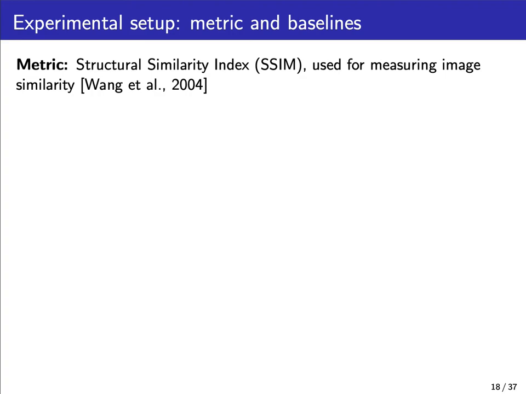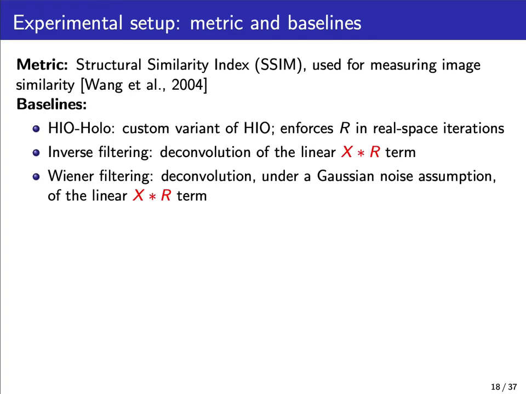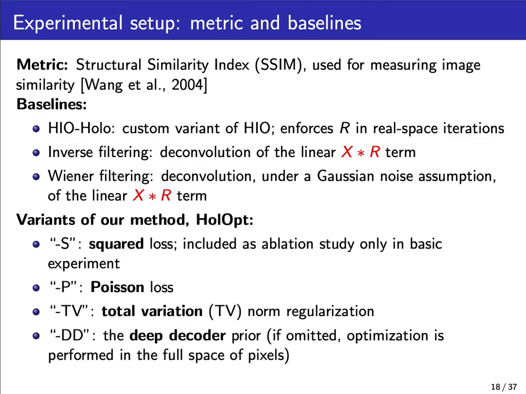So as our metric, we use the structural similarity index, which is a better metric for measuring image similarity than just L2 norm. We compare to 3 baselines, and actually there's no machine learning baseline that we could think to compare to, but we do compare to some classic baselines. So first we use a custom variant of HIO, which enforces the known reference in its real space iterations. And we also use inverse and Wiener filtering, which are both deconvolution methods, the latter of which is under a Gaussian noise assumption. And as a way of seeing exactly how much the different facets of our method improve reconstruction, kind of like an ablation study, we do test a few variants.